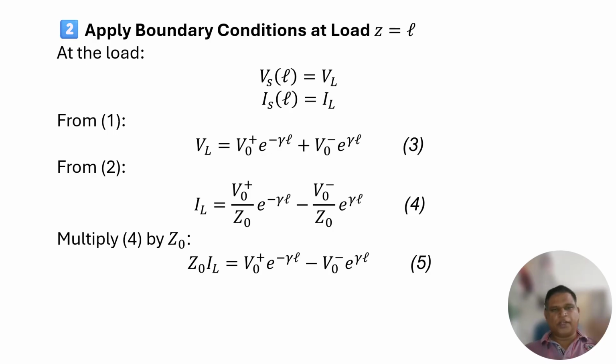From equation 1 and equation 2, you can write VL is equal to V0 plus e power minus gamma L plus V0 minus e power gamma L. From equation 2, IL is equal to V0 plus divided by Z0 e power minus gamma L minus V0 minus divided by Z0 e power gamma L. Multiplying equation 4 with Z0, you will get Z0 IL is equal to V0 plus e power minus gamma L minus V0 minus e power gamma L.